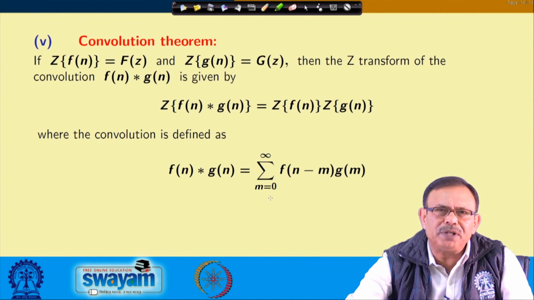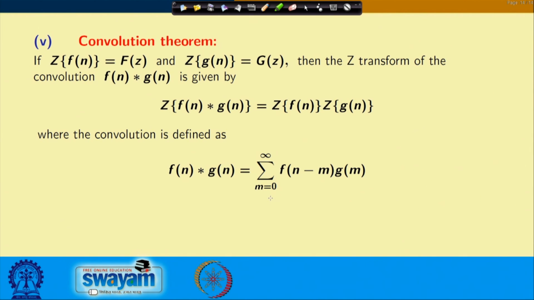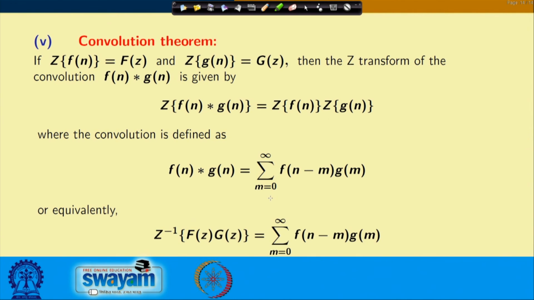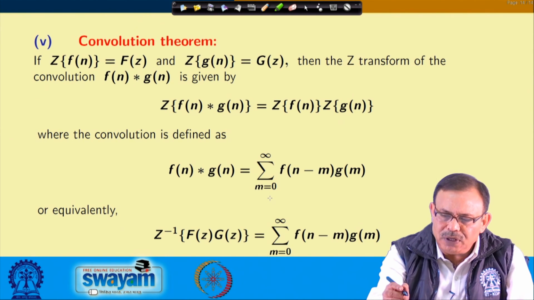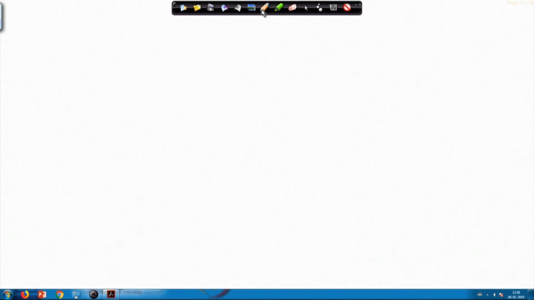And so, this is basically keeping in parity with the Laplace transform, Fourier transform and the Mellin transform. For the convolution also it is following the same thing, and equivalently we can say that Z inverse of capital F z into capital G z equals summation m equals 0 to infinity f of n minus m into g of m. Quickly let us see the proof of this convolution.